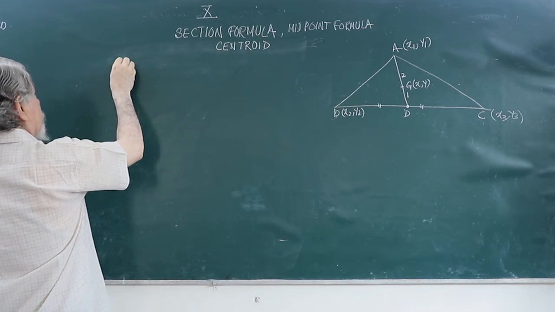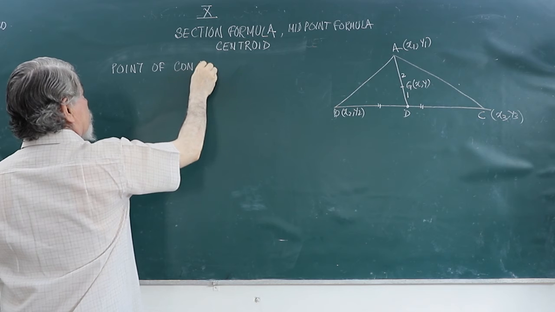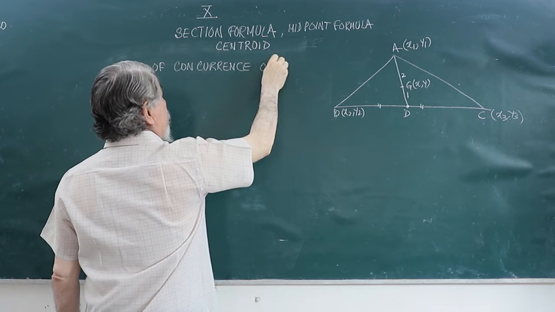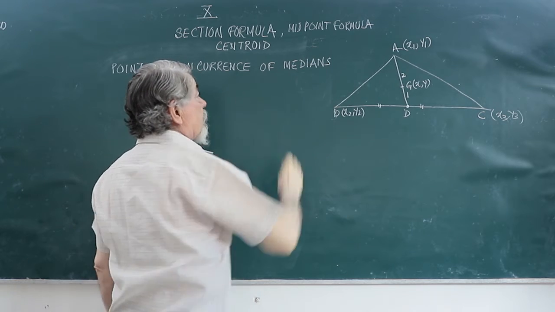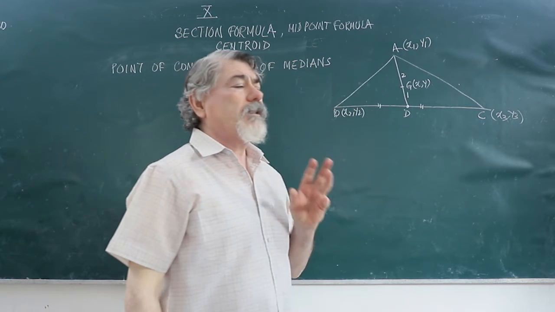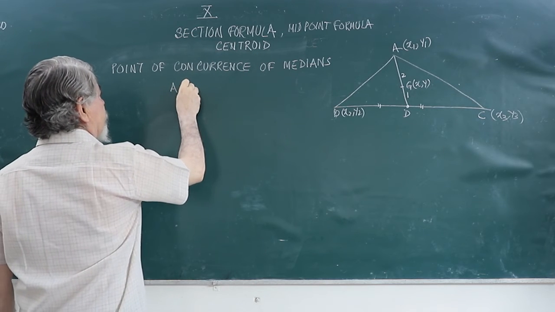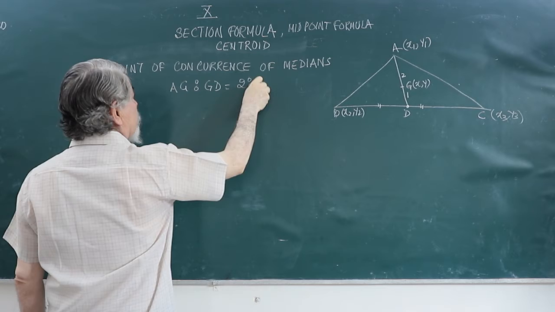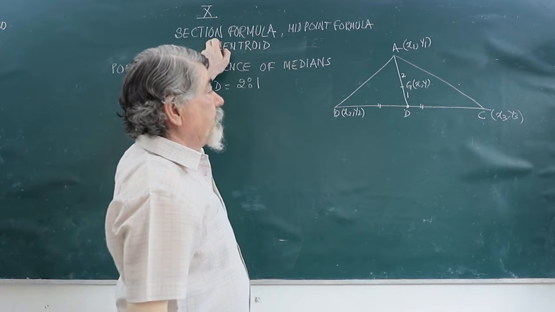Concurrence means passing through one point, and we had already discussed that the centroid divides the median in the ratio 2:1. That is, AG is to GD is 2:1. Again, because it is internal division, we will use the section formula.